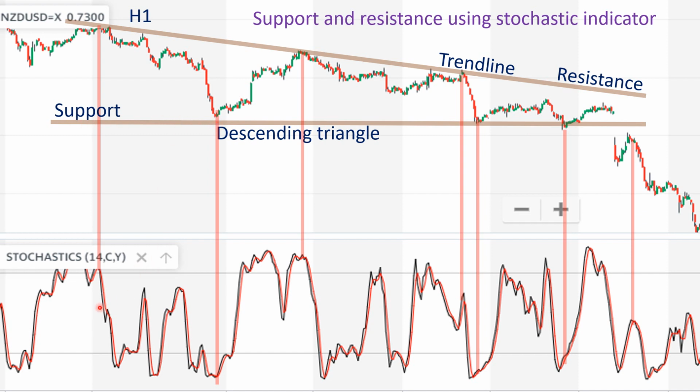Remember, a stochastic indicator measures the momentum and trend strength in the market. It cannot make decisions for you, but you can use price action knowledge, and it will facilitate your decision-making process on where you have to enter or exit the market.